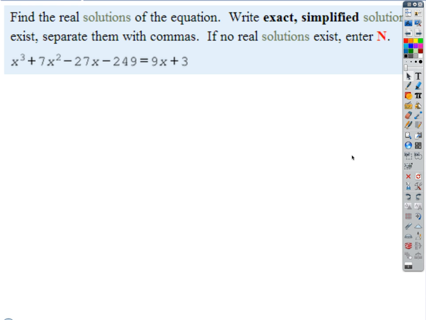Okay, I'm going to subtract 9x and subtract 3 from both sides. In other words, I want to set it equal to 0. Put it in standard form. So if I do that, if I subtract 9x from both sides, here I'm going to get my x cubed plus 7x squared. Now what's negative 27x minus 9x more?